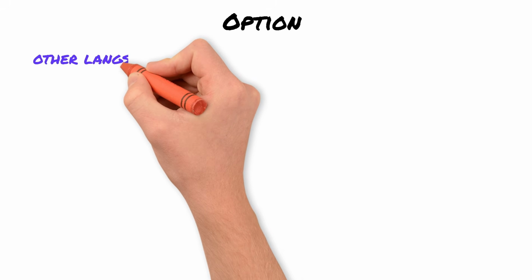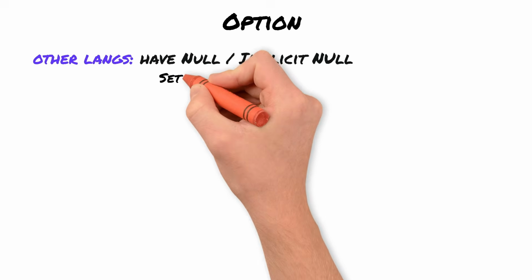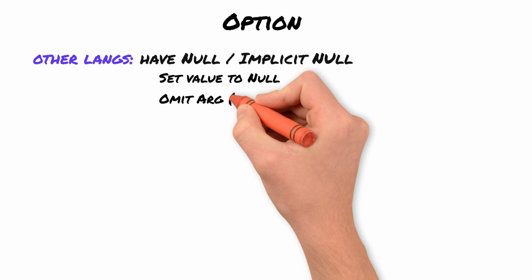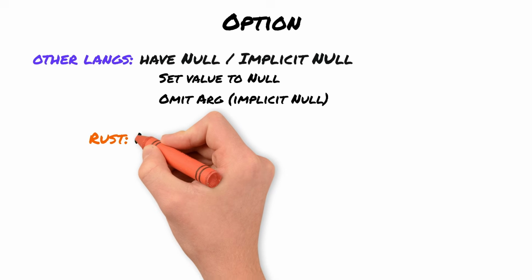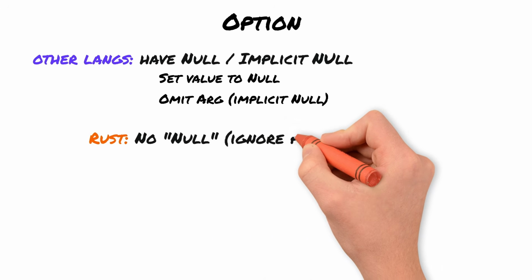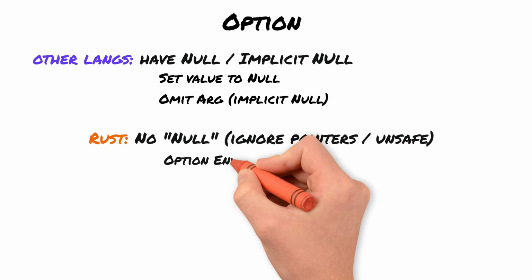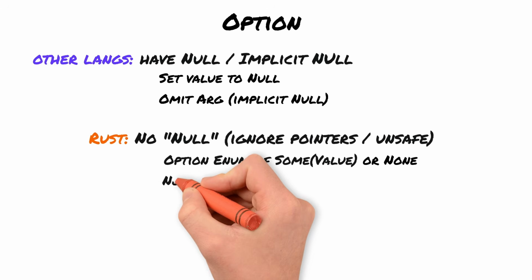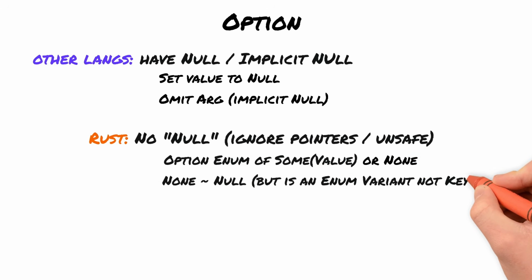Most languages have null and also implicit null. In JavaScript, for example, you can set a value to null. You can also make a function argument null and omit it when you call the function. Rust, however, doesn't really have null, and let's skip over pointers and unsafe for now. In Rust, you use the option enum and you choose some value or none. And none is sort of like null, but it's an option variant, not a language keyword.